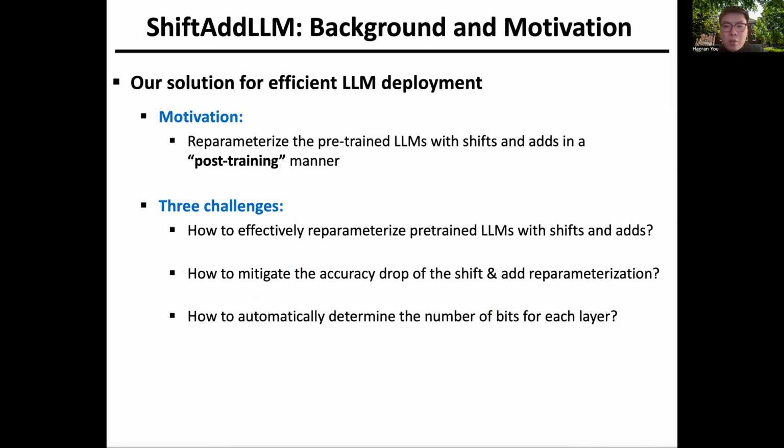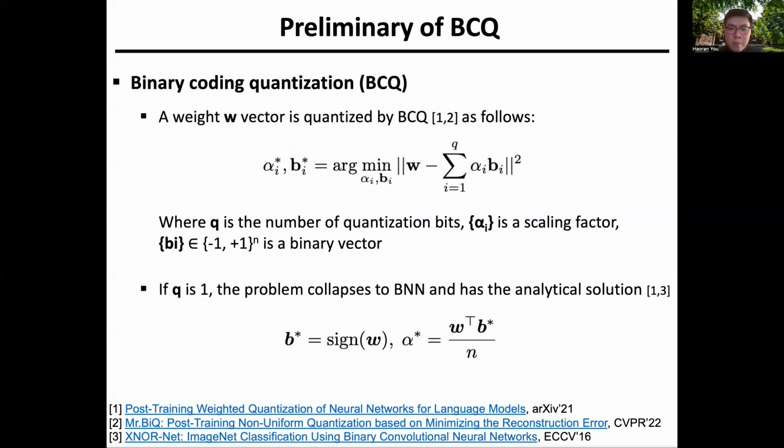So we propose to reparameterize the pre-trained large language model with shift and adds in a post-training manner, seeking mathematically equivalent reparameterization. And there are three challenges. First, how to effectively reparameterize pre-trained LLMs with shift and add. Second, how to mitigate the accuracy drop of shift and add reparameterization. Third, how to automatically determine the number of bits for each layer. And our contributions address them one by one.